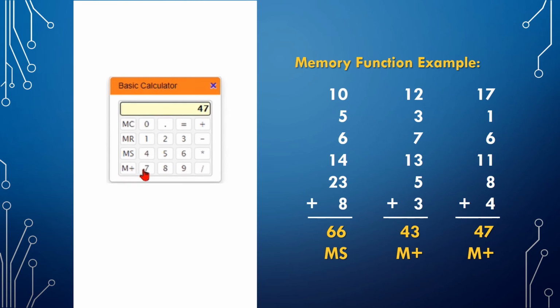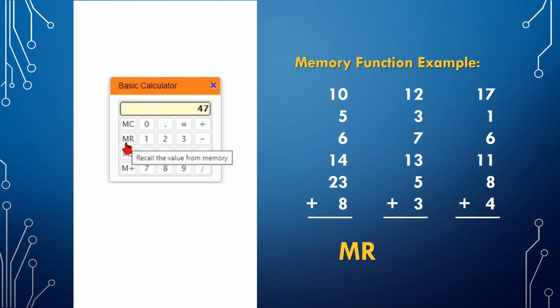Now that all three subtotals have been found and added into memory, we can click MR, or recall the value from memory. Think of recalling as remembering. When we hit MR, we'll see the grand total of all the figures in memory, which is 156.